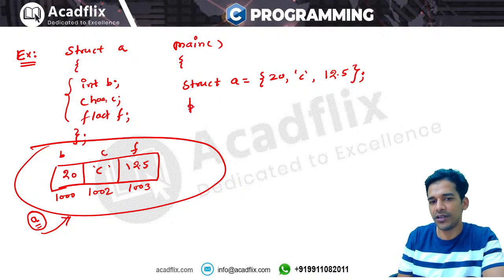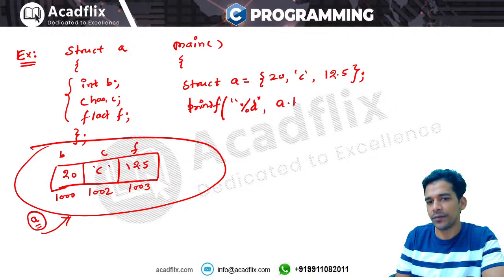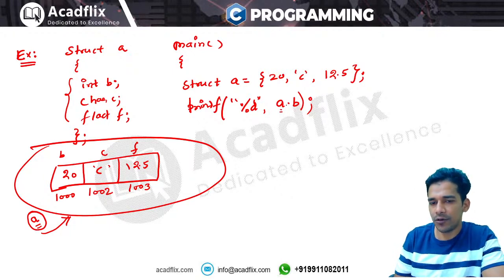For example, if I want to print the value, let us say print the integer value, then I will use the format specifier %d, and this means that I am saying a dot b. Okay, a dot b means that we have a structure A and I want to access the member B of this structure, right? So this means here 20 will be printed by this printf statement.